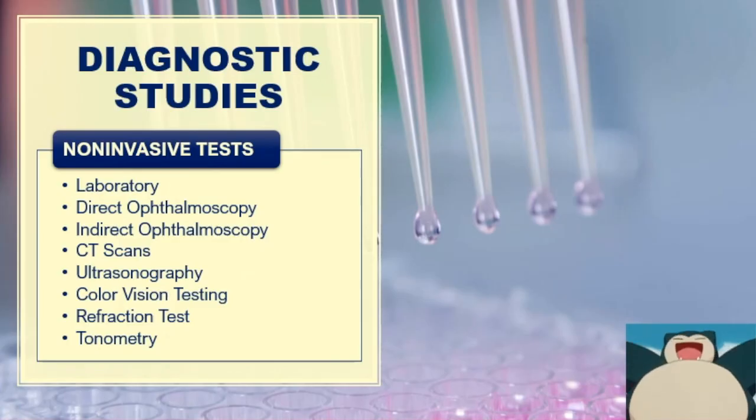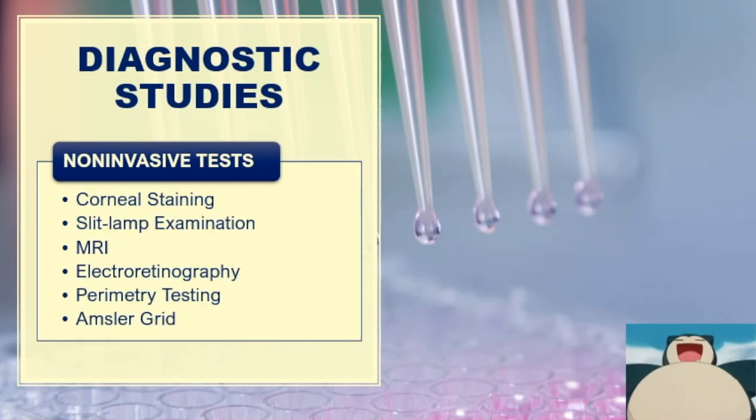Next, diagnostic studies. So there are several diagnostic studies that can be done for our patient. Laboratories, direct and indirect ophthalmoscopy, you have your CT scan, ultrasound, color vision testing. You also have your diffraction test, then your tonometry. Okay? Other than that, you have your corneal staining, slit lamp examination, MRI, ERG or electroretinography, then you have your perimetry testing, then you have your Amsler grid.